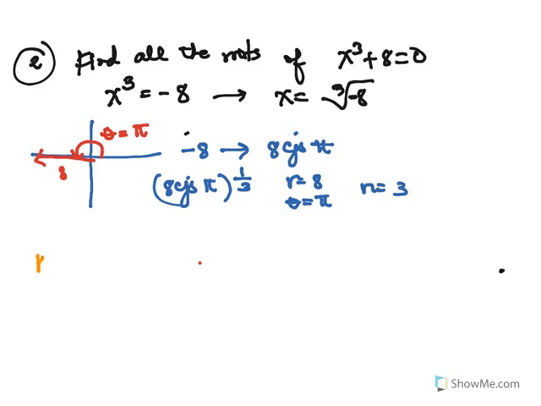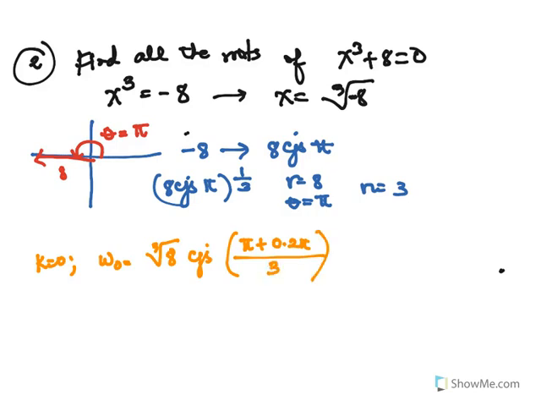So solving for the roots, k equals 0, omega sub 0 is equal to the cube root of 8, cis of pi plus 0 times 2 pi, all over 3. And so you have here 2 cis pi over 3. Now in this case, unlike our example earlier, the root we get has an argument that is a special angle. So we can transform it readily to rectangular form.